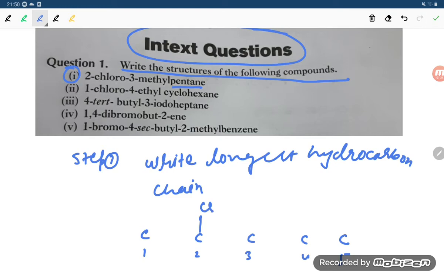2-chloro, and on the third position methyl is there, which is CH3. So 2-chloro-3-methylpentane. Everywhere there is a single bond. Now we have to complete the valency of carbon, which is 4. So here a single bond is there, which means CH3 will come: 3 hydrogens and 1 single bond, that is 4. Here is CH2 and here will be CH. You will be able to find the valency 1, 2, 3, 4. Also, here is CH and here again CH3.